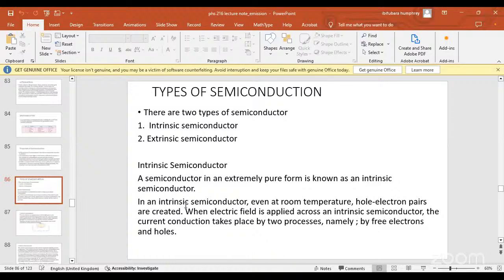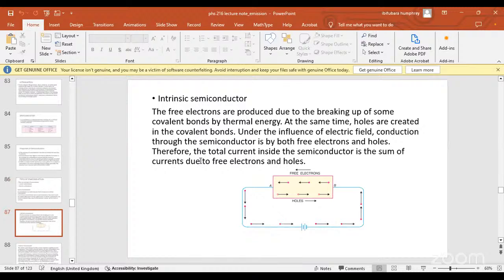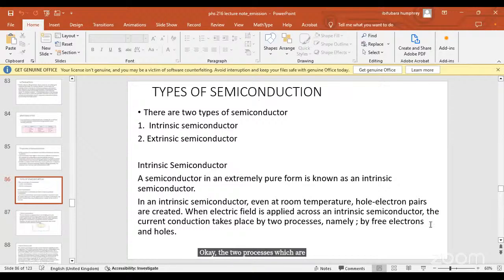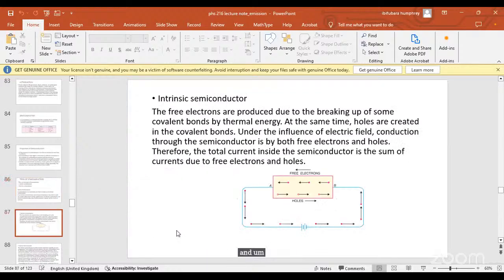Conduction takes place by two processes. So here we have a diagram showing us about intrinsic semiconductor. The two processes, which are the free electrons moving and the holes accepting the free electrons.